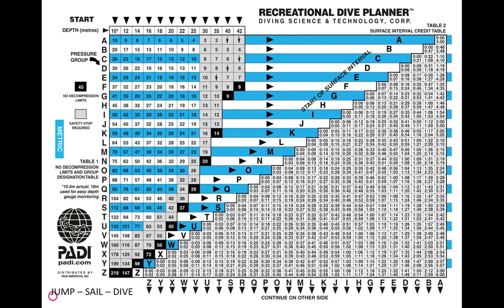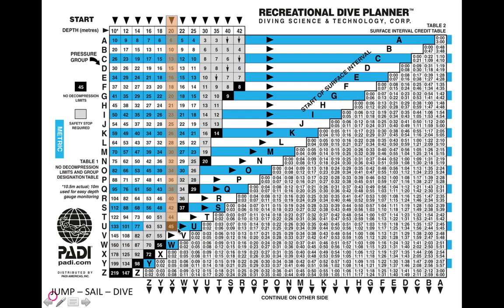Okay, so here's our planner. We're doing a 20-meter dive. So we start at the top up here and look for 20 meters. So we go across and we find that 20 meters is there. If 20 meters was not there, we'd have to round up to the nearest one. So here's 20 meters. We look down the column and we find that 45 minutes is actually at the end of the column.